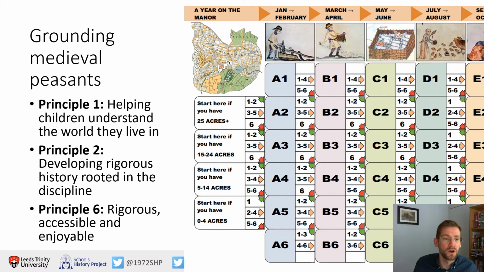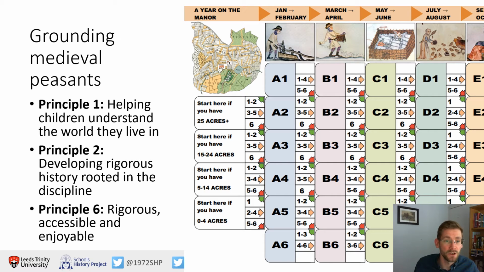We can say it's working on principle 2 because it's based in the work historians are doing around the Middle Ages at the moment. It's hitting principle 6 for me because it's rigorous, but hopefully it's also enjoyable and accessible. Do you know what? Everybody can do this game. Yes, they might need a little bit of support doing some of the thinking through activities, but if you do it carefully, children can make some really insightful comments about the way medieval villages worked, and villages, of course, in the 14th century worked.